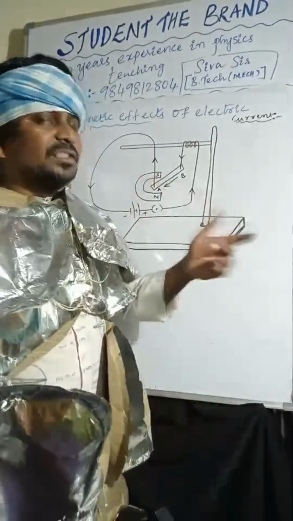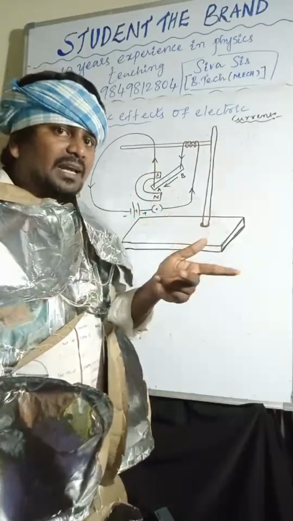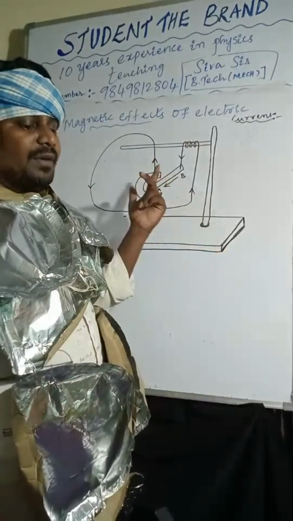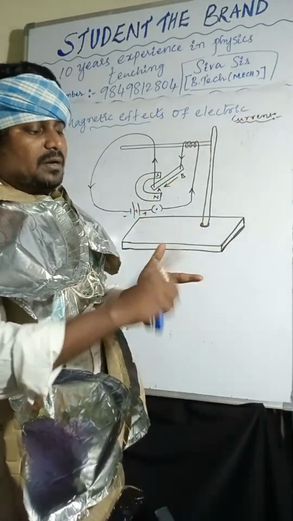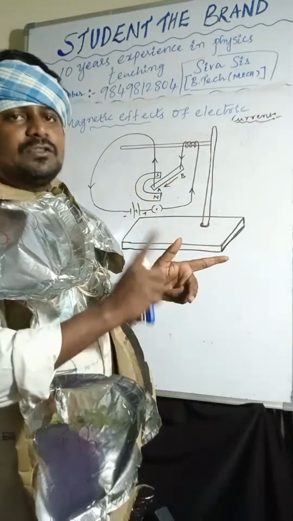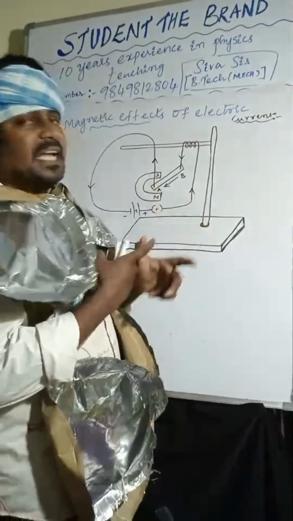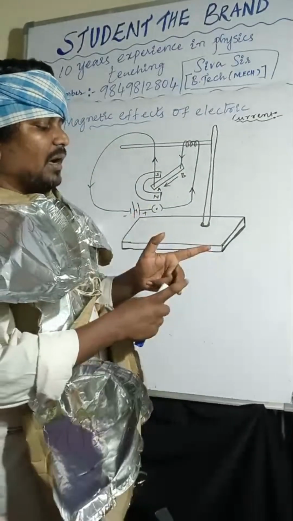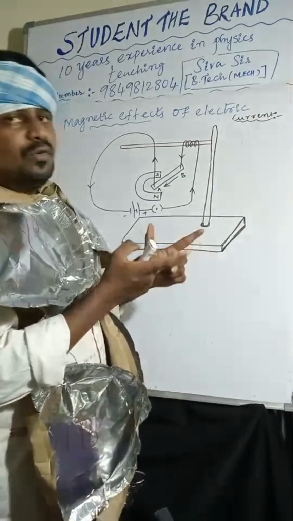Actually, by using Fleming's left hand rule, we can identify the force acting on the conductor. The index finger shows the magnetic field. The middle finger shows the current direction. The thumb shows the force acting on the conductor. Once again, the index finger shows the magnetic field, the middle finger shows the current, and the thumb shows the force acting on the conductor.